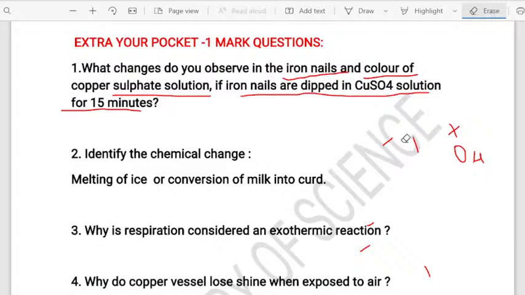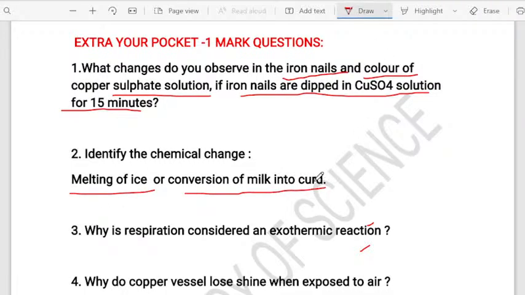Next question, look here, they have asked: identify the chemical change. Identify the chemical change. So already most of you are trying to answer here. See, melting of ice or conversion of milk into curd. Which is the chemical change here? So most of you are answering. Yes, Amit is also answering. Milk into curd is a chemical change. Most of you are answering.